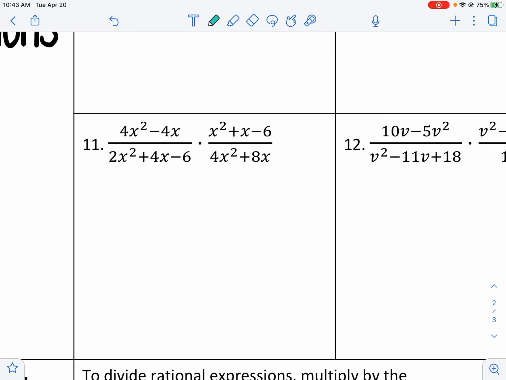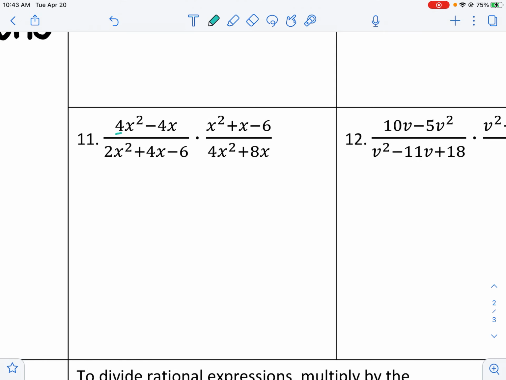Number 11. So here what you should do first is you should factor everything. So like this top section here is going to become 4. Oops, we can also pull out an x. So 4x, and then that's x minus 1. Here we have x and x. That's going to be x minus 2, x plus 3. And then in this section we can pull out a 2, and that becomes x squared plus 2x minus 3.